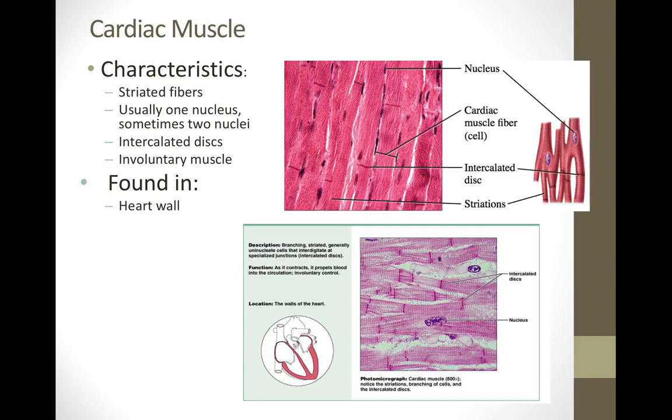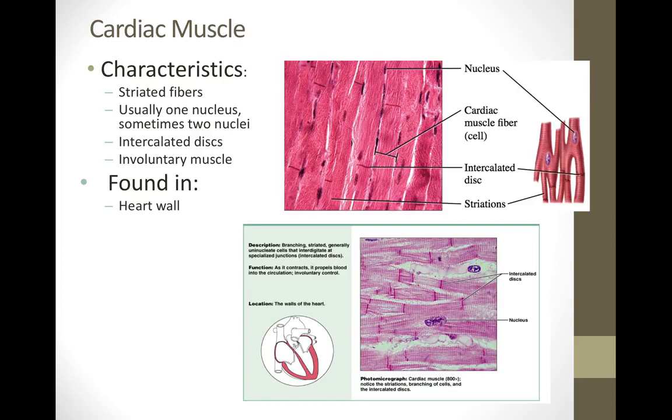Cardiac muscle, on the other hand, is considered to be striated. It does contain intercalated discs. It typically carries one nucleus per cell, but at times, depending on the length of the cell, it could have up to 2 nuclei. You cannot control the movement of this muscle, so it's identified as involuntary. And the only location you can find it is within the heart wall.